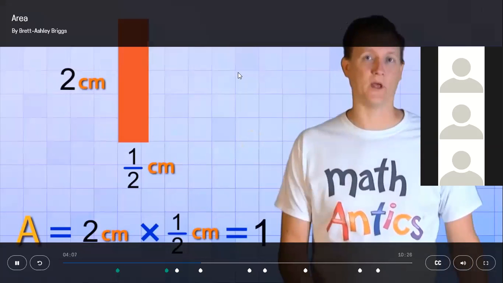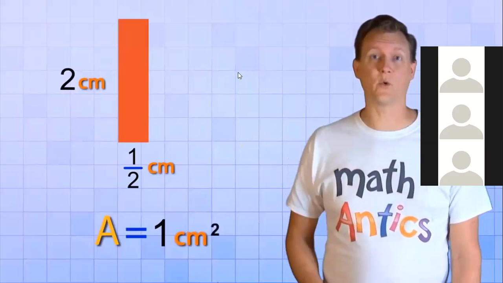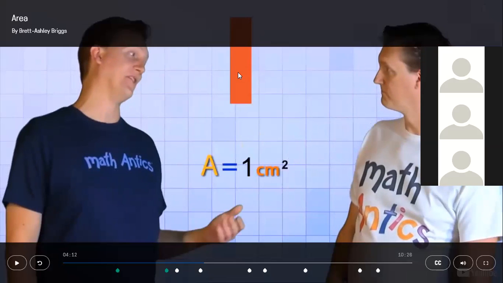Equals 1. So this rectangle is also 1 square centimeter. Boom. Did that make sense? I know it made sense to Samriti because she did it and got it right. Does that make sense to everyone else? The answer is no.